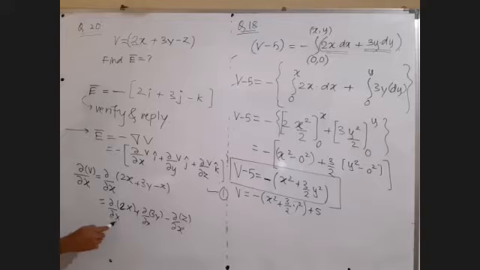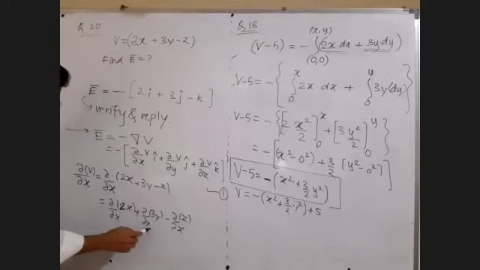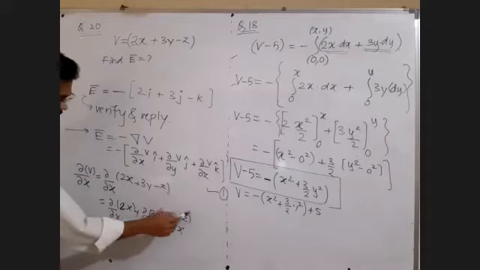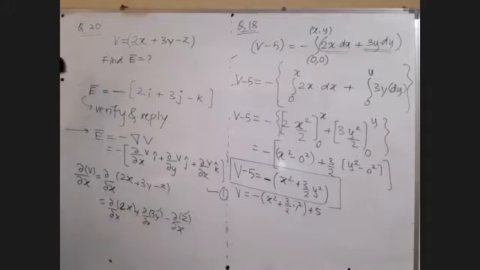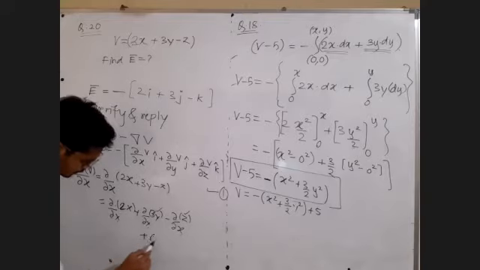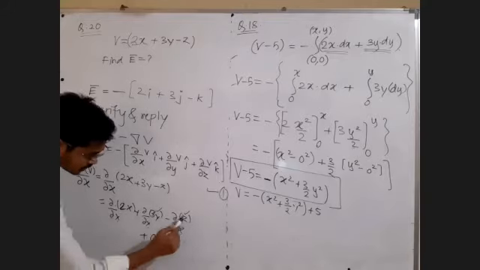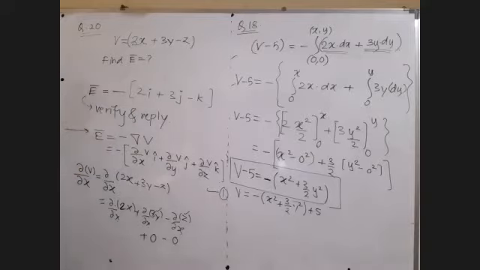Now this is a partial derivative with respect to x. Only the letter x will be treated as a variable; all other letters will be treated as constants. So y and z will be treated as constants. So 3 into y is a constant, and the derivative of a constant is 0. Z is treated as a constant, and its derivative is 0. This 2 is a constant, and this x is a variable.